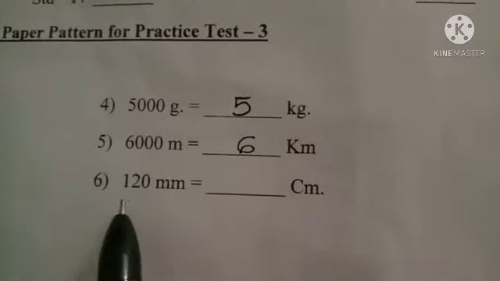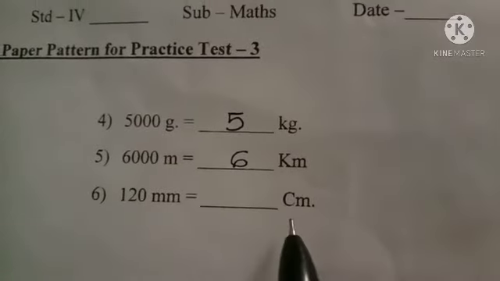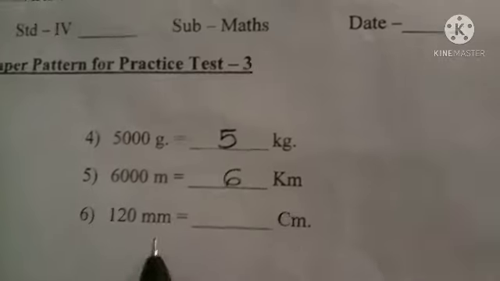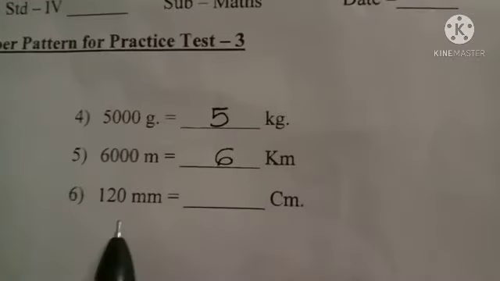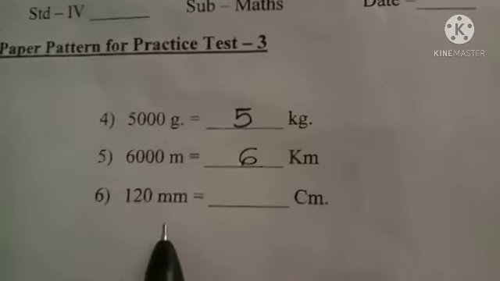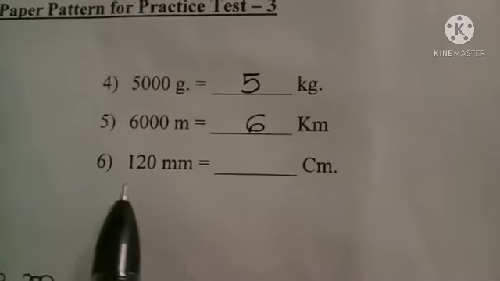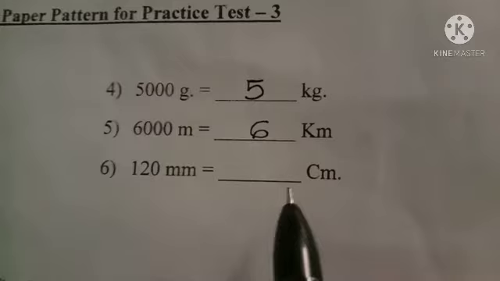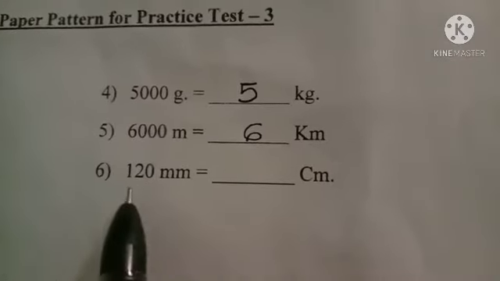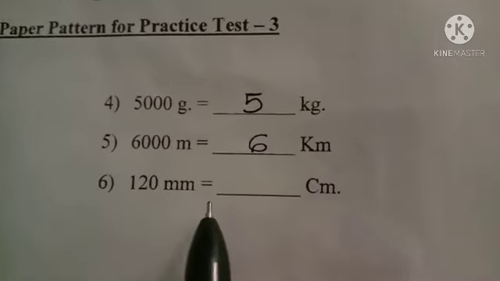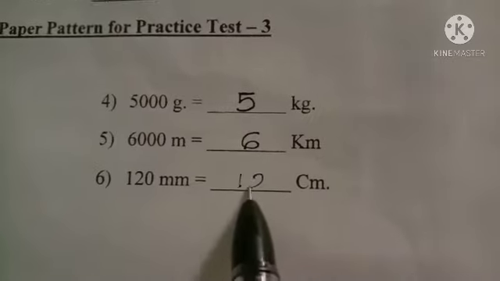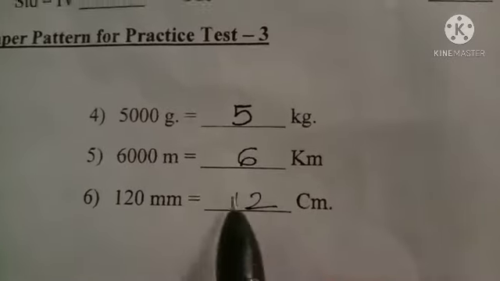The next is given 120 millimeters is equal to, we have to convert this 120 millimeters into centimeters. You know that 10 millimeters is equal to 1 centimeter. So if we divide this 120 by 10, we'll get 12 centimeters. It means 120 millimeters is equal to 12 centimeters. So write down 12 centimeters.